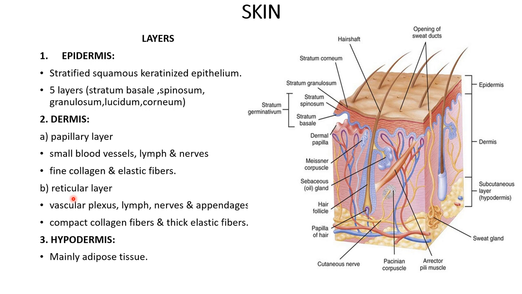Then we come to skin. What is skin? It is basically the external covering of the body, and on a microscopic level you can appreciate three different layers: epidermis, dermis and hypodermis. You should know each layer individually.